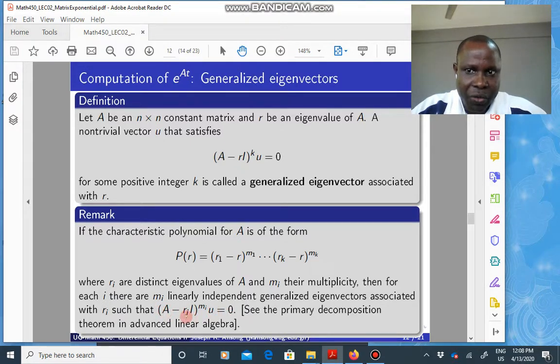Once I know my eigenvalue, I know its multiplicity. For instance, if it has a multiplicity of 2, then I expect to have 2 generalized eigenvectors, and they have to satisfy this relation. So we're going to use that. Keep these two things in mind.